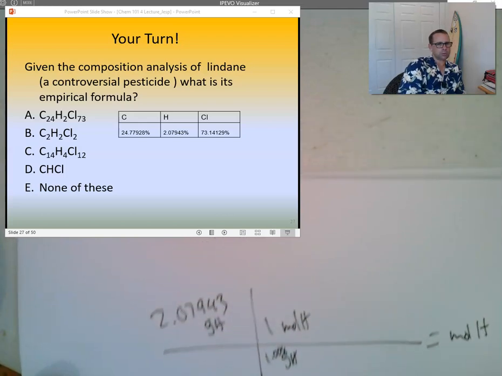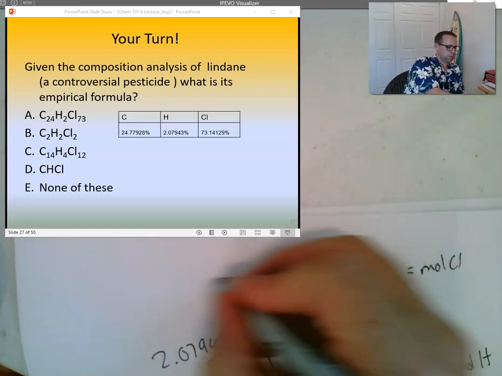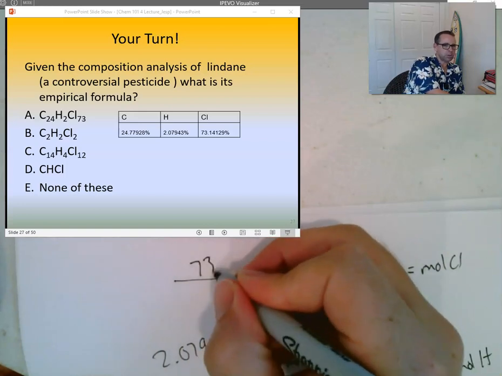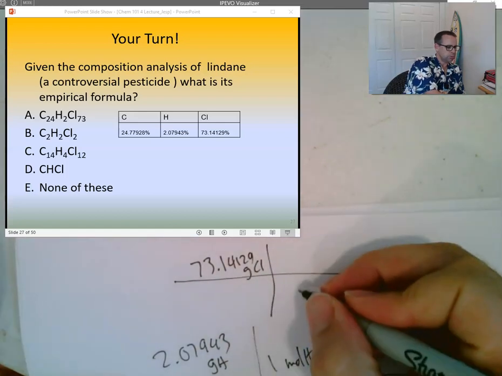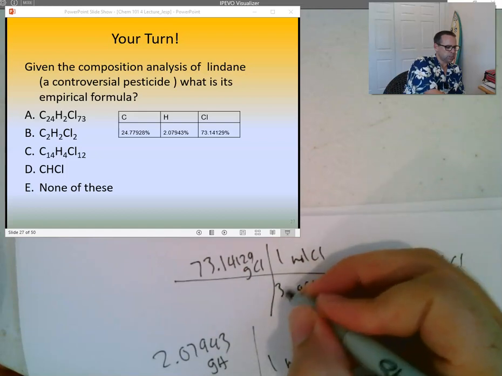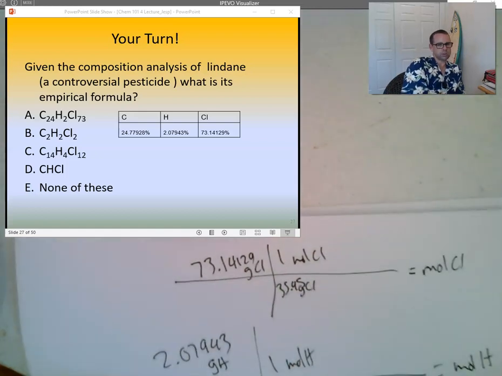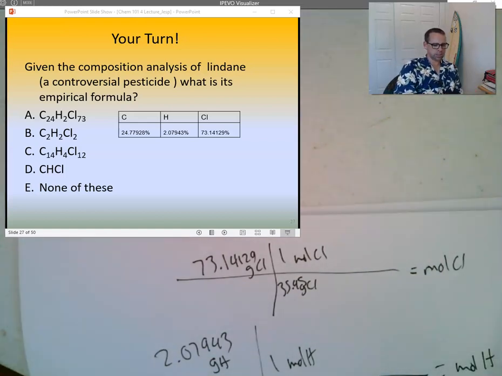Okay, and then for the moles of chlorine, I'm going to start with the grams of chlorine, 73.14129 grams of chlorine, and go from grams of chlorine to moles of chlorine. And 1 mole of chlorine has 35.45 grams of chlorine. All right. Did you do any of those in the calculator? I'm going to do them in the calculator. No, I was just wondering if you did.